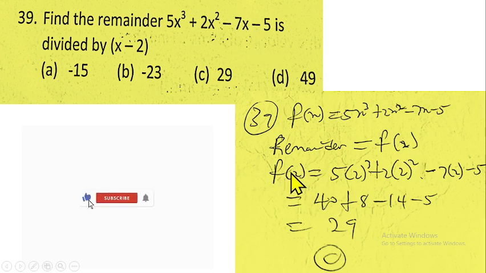So if you put f of 2 here, that means you have 5 into 2 cubed plus 2 into 2 squared minus 7 into 2 plus, minus 5 rather. 2 cubed is 8 times 5, that gives us 40. 2 squared is 4 times 2, 8. Then 7 times 2 is 14, that is minus 14 here. If you simplify that, you have 29 as the remainder of this polynomial when it's divided by this. Option C is the correct option for question number 39.